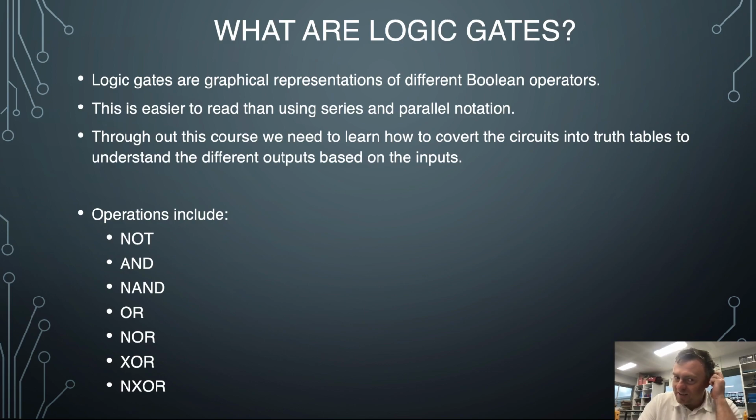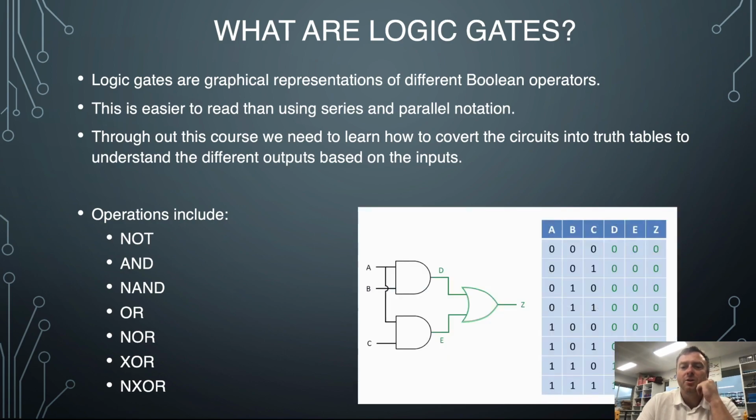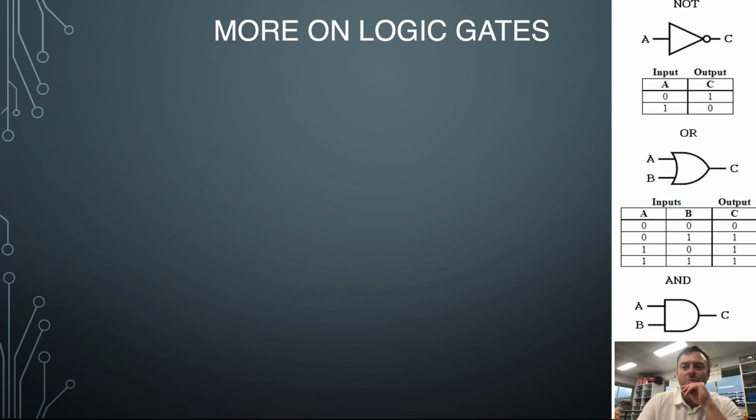Those are all the ones that you need to sort of know off by heart. You'll then be given a truth table, or you might be given a circuit, and you've got to go in between the two of them. So more on logic gates.